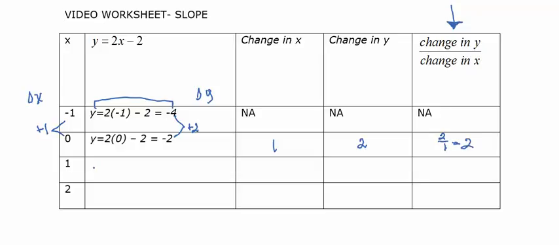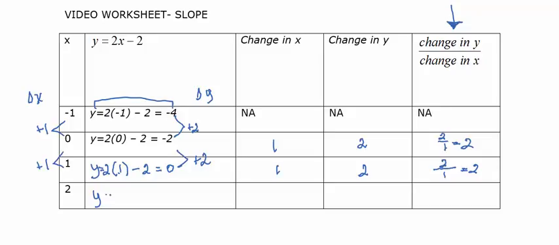So let's see what happens if we continue on and see if we get the same slope. We're evaluating 2 times 1 minus 2, and that's 2 minus 2, so that will give me 0. Change in x over here, again we added 1, and change in y over here, again we added 2. So change in x is 1, change in y is 2, and change in y 2 over change in x 1, again is 2.